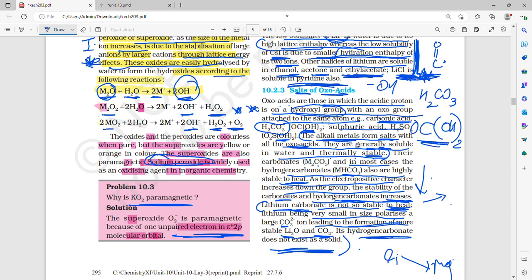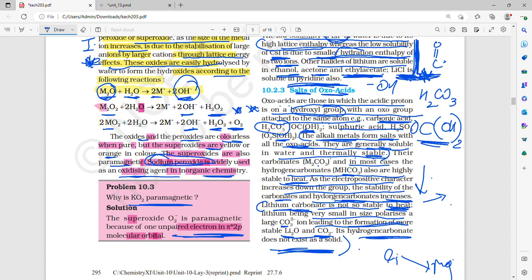The oxides and the peroxides are colorless, but the superoxides are either yellow or orange in color. The superoxides are also paramagnetic.